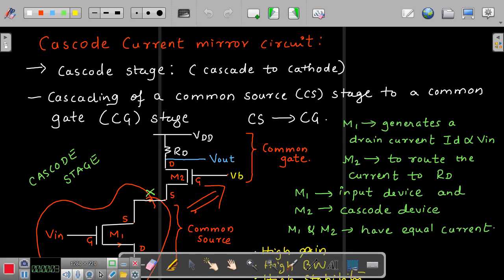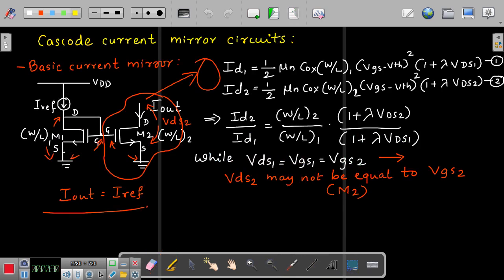So in order to overcome the effect of channel length modulation, or in order to suppress the effect of channel length modulation, we have seen the cascode current mirror circuit. Today we will see how exactly the cascode current mirror circuit is generated, and for that we have to start with the basic current mirror circuit only.